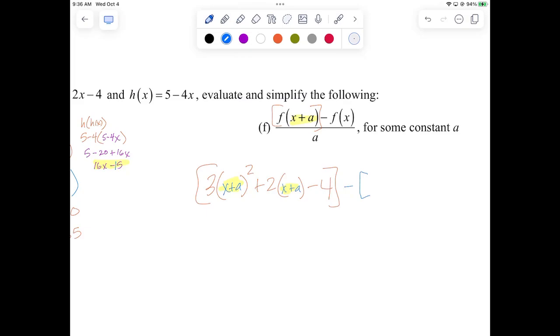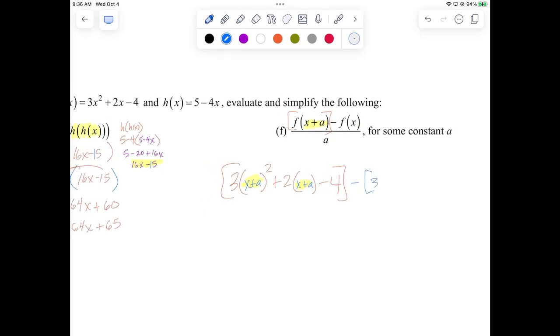x + a, x + a, minus f(x), which is just the function itself. So 3x squared plus 2x minus 4, all over a. So there's the setup. If you don't have the setup correct, guess what's going to happen after this? We're plugging in x + a, so it's there twice.